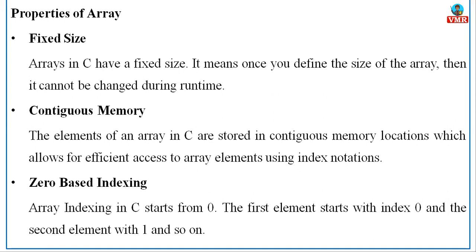Right? Next, contiguous memory. The elements of an array in C are stored in contiguous memory locations, which allows more efficient access to the array elements using index notation. Contiguous is nothing but continuous. So one after the other, the values will be stored. So it will be easy for accessing those array elements. Next, zero-based indexing. Array indexing in C starts from 0. So as I said, your array indexing always starts from 0. The first element is at index 0, and the second one next, and so on, right?